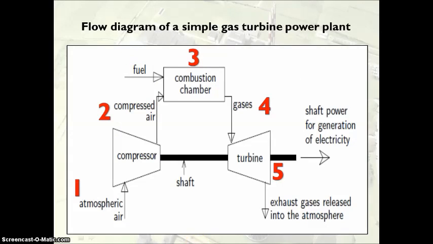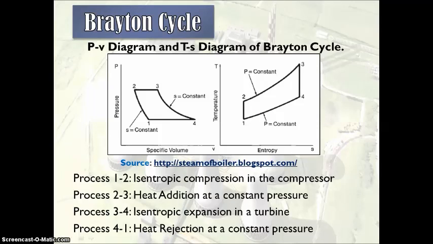As you can see, this is the flow diagram of a simple gas turbine power plant. These are the PV diagram and TS diagram of the Brayton cycle.